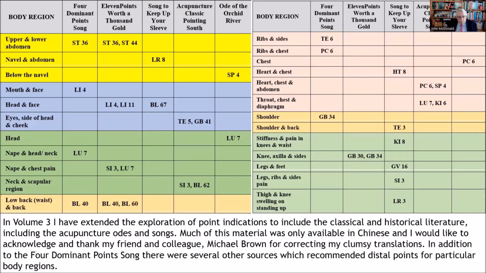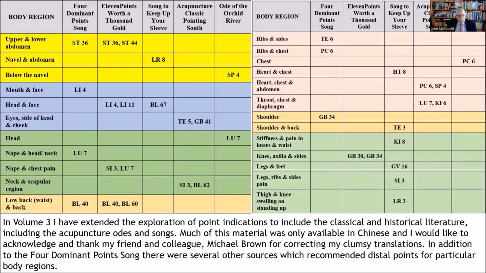In Volume 3, I've extended the exploration of point indications to include the classical and historical literature, including the acupuncture odes and songs. Much of this material was only available in Chinese, and I would like to acknowledge and thank my friend and colleague Michael Brown for correcting my clumsy translations. In addition to the 4 dominant points song, there were several other sources which recommended distal points for particular body areas.